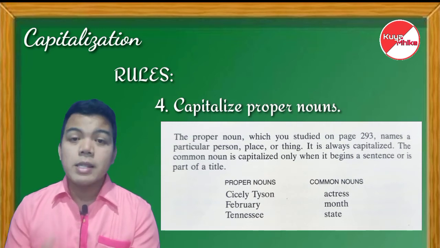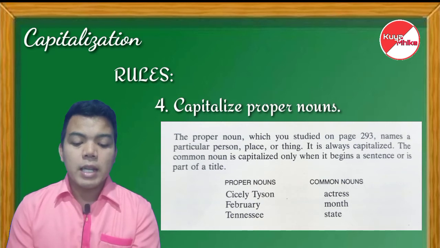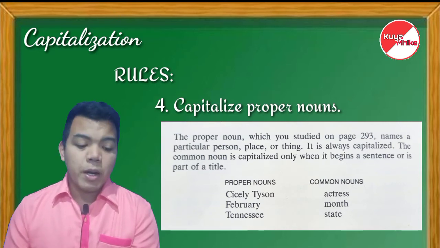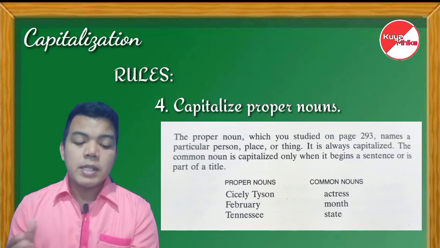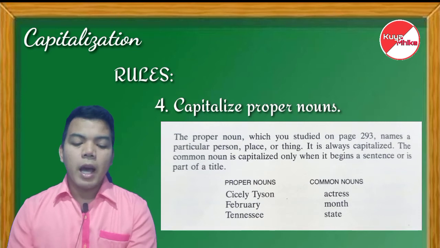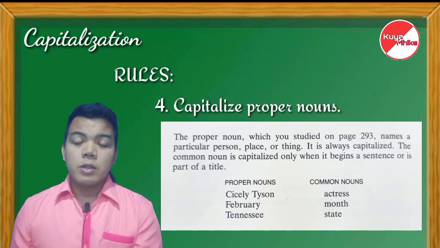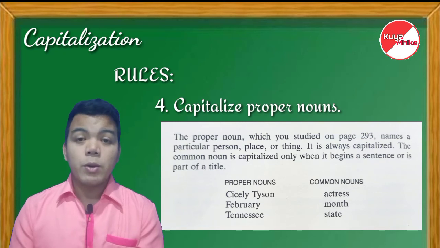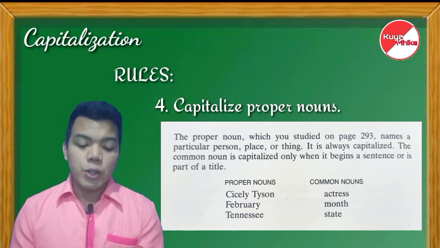The common noun is capitalized only when it begins a sentence or is part of a title. So proper nouns examples: Cicely Tyson, February, Tennessee. Okay? Common nouns: actress, month, state. So, kung gusto nyo matutunan yung tungkol sa proper and common nouns, meron akong video na gagawin para dito, para mas maintindihan nyo kung paano gamitin yung 8 parts of speech. At isa nga sa mga 8 parts of speech natin is yung noun.